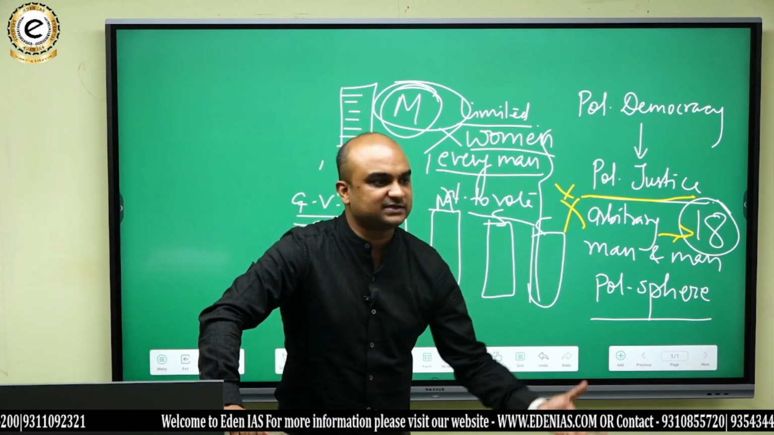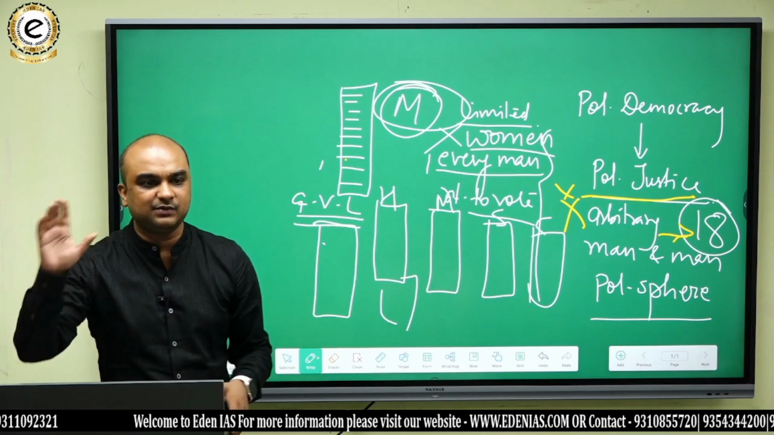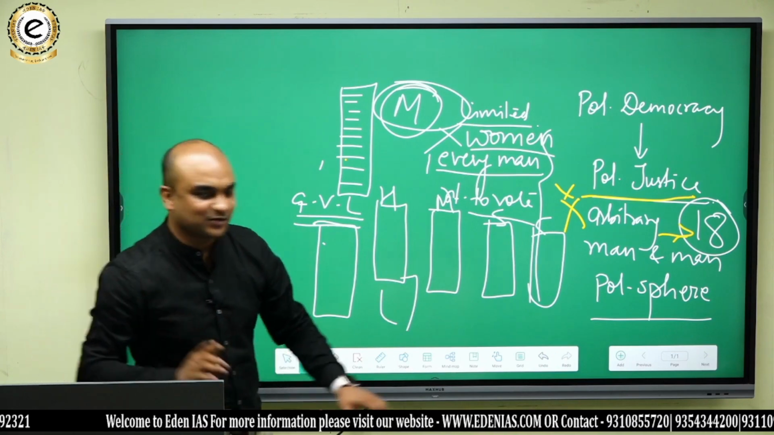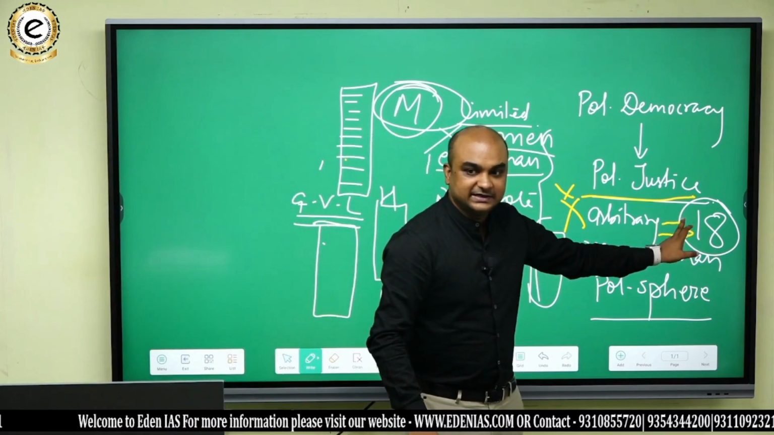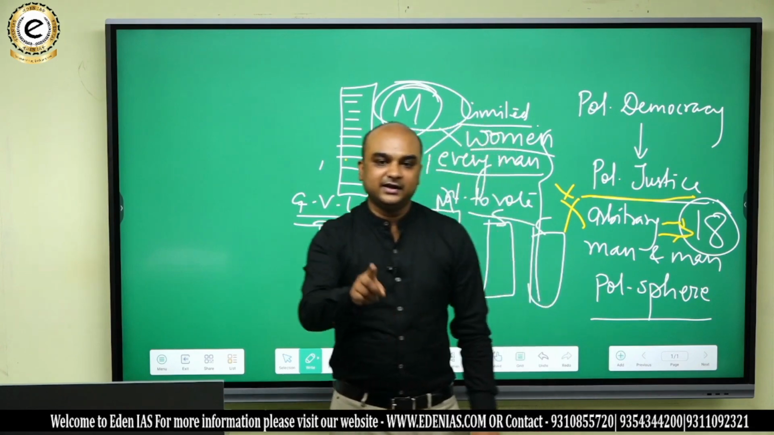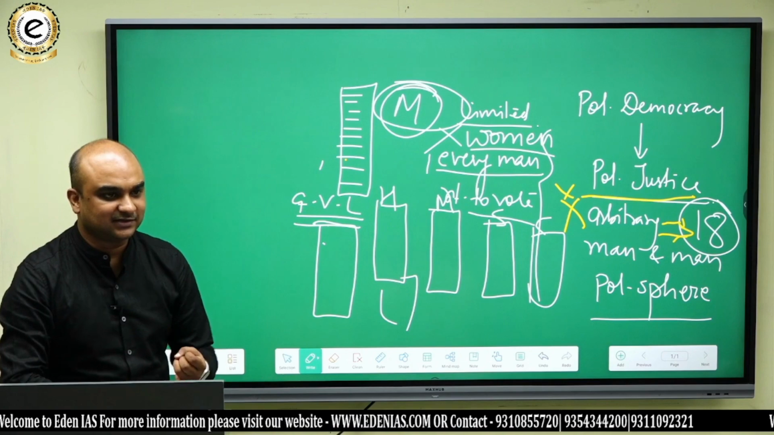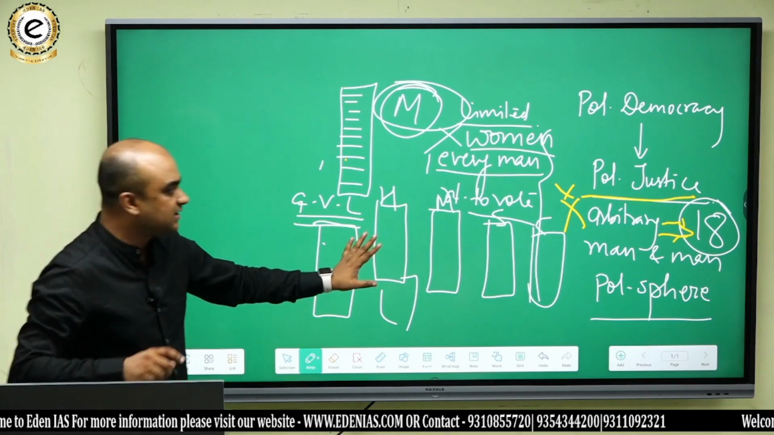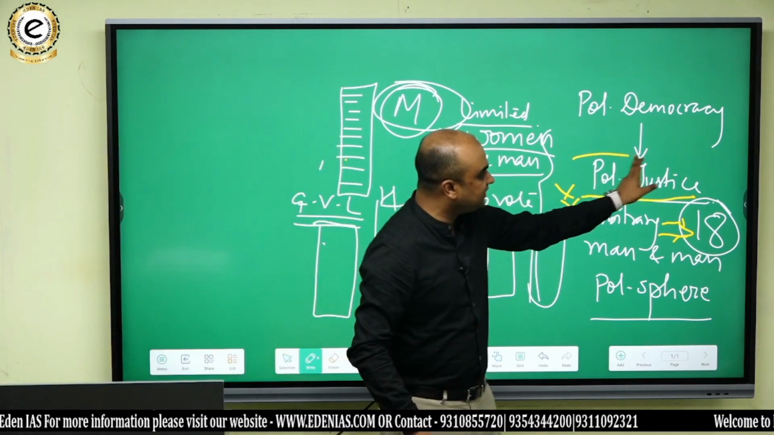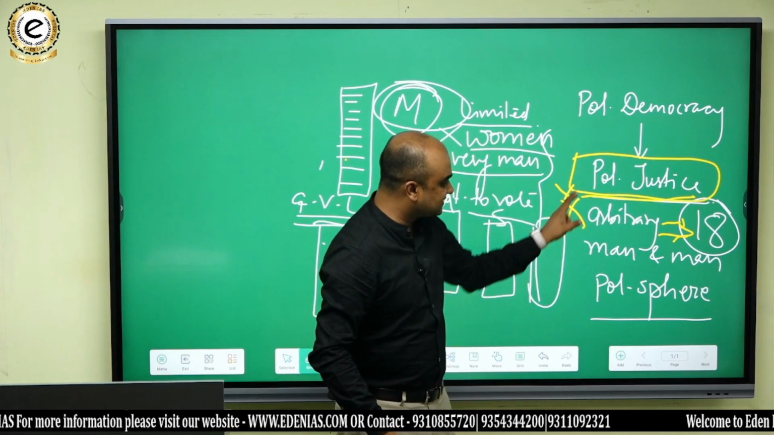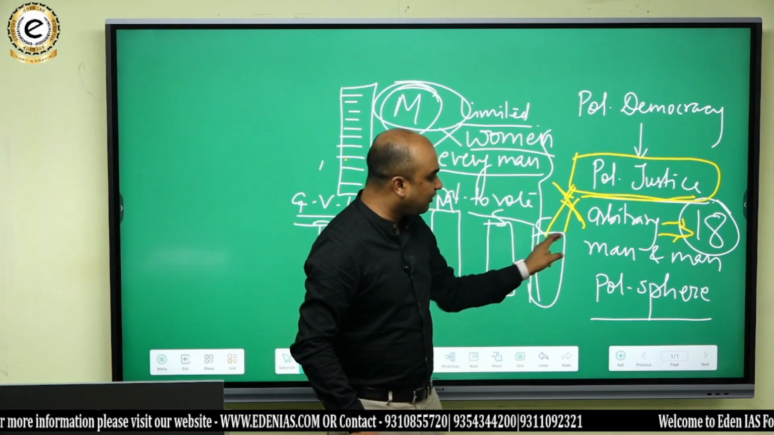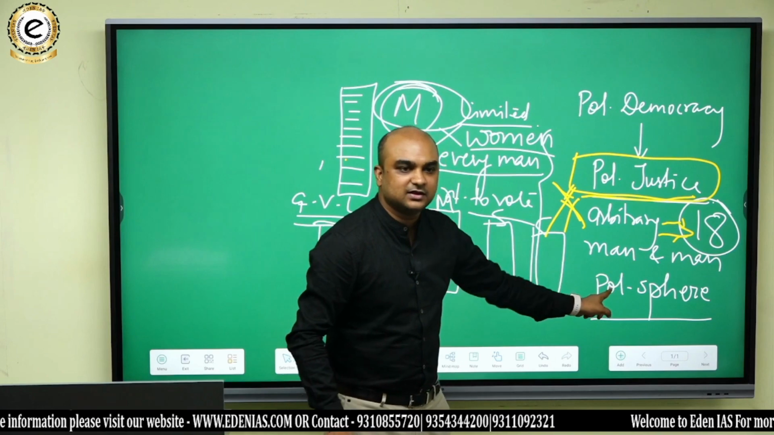Maybe as we progress as a society, you will see that everybody will carry one election card, provided that you have attained the age of 18 and you are not debarred under any law. Do you get that? Like the Untouchability Act. If you are not debarred, then you will have this. So political democracy delivers what? Political justice. And what is that? Absence of arbitrary distinction between man and man in the political sphere.